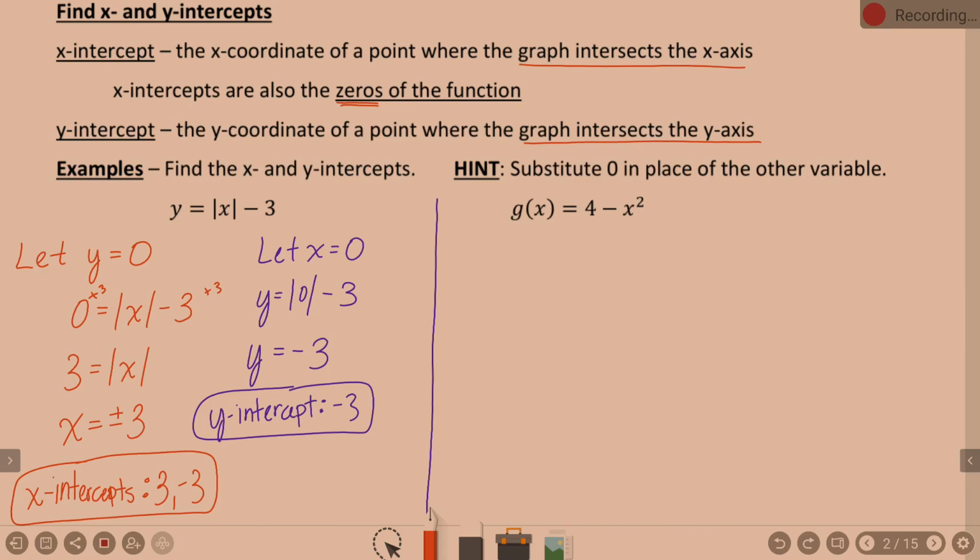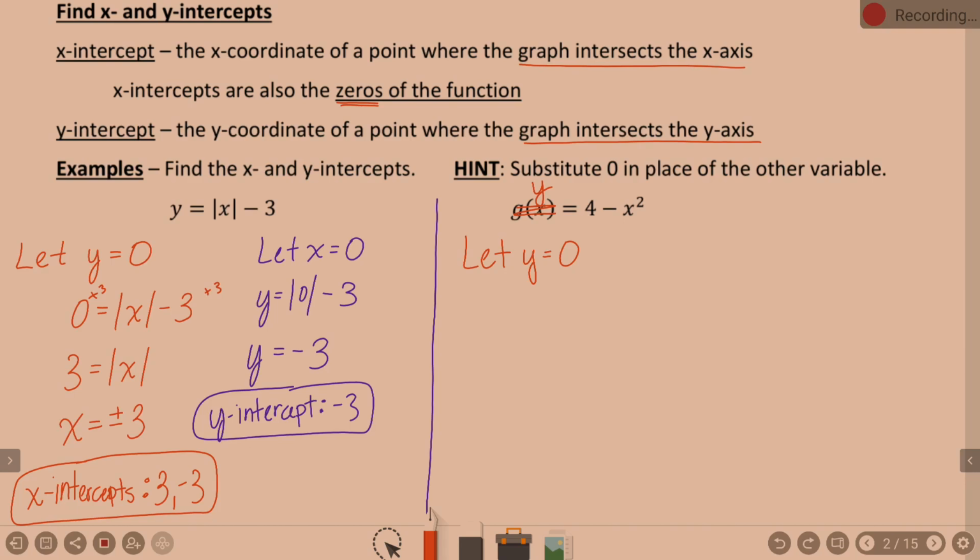How do we find the x-intercepts? X-intercepts, you put 0 in for y. So now, oh, there is no y. Yes, there is. Where is y? G of x, yes? G of x is another way to say f of x. You often see f of x, g of x, any of those, that is the same thing as saying y. That's just another way to express it.